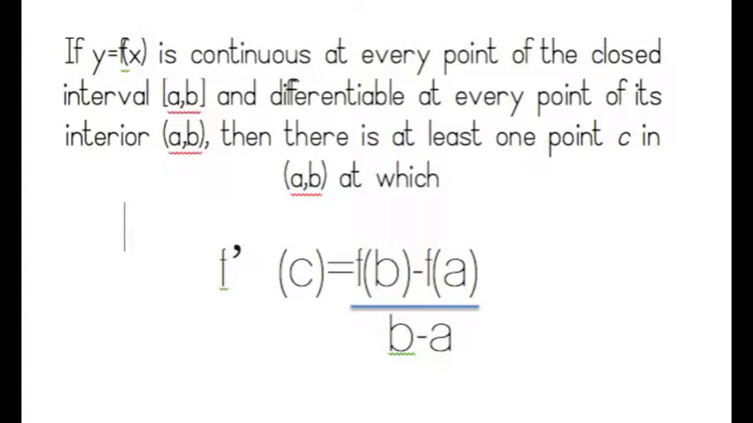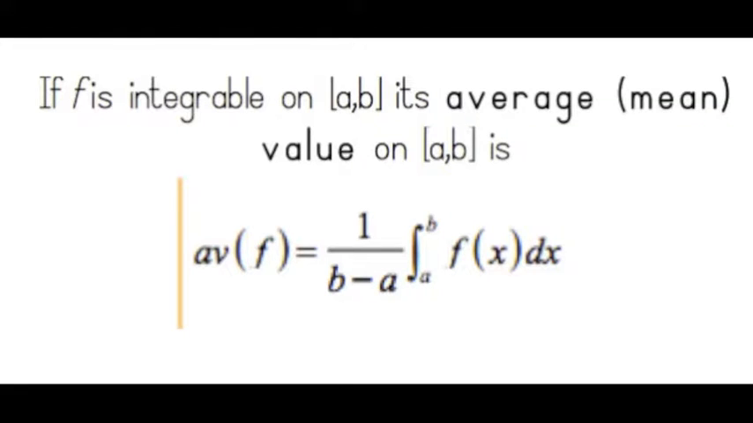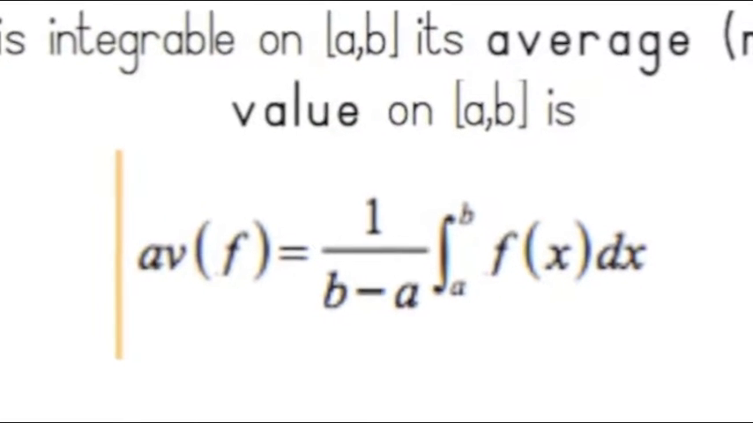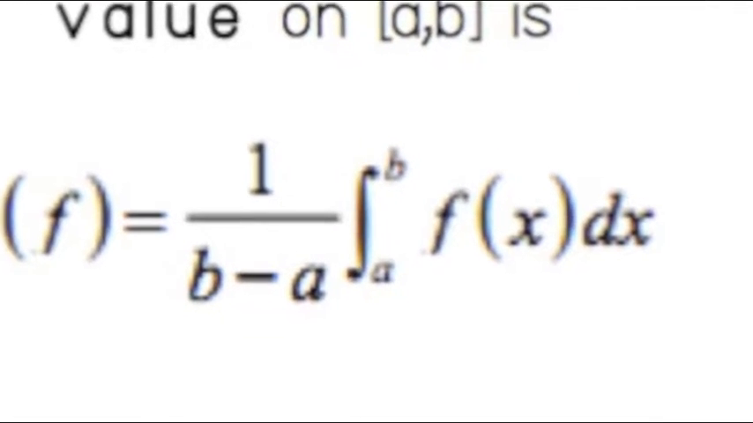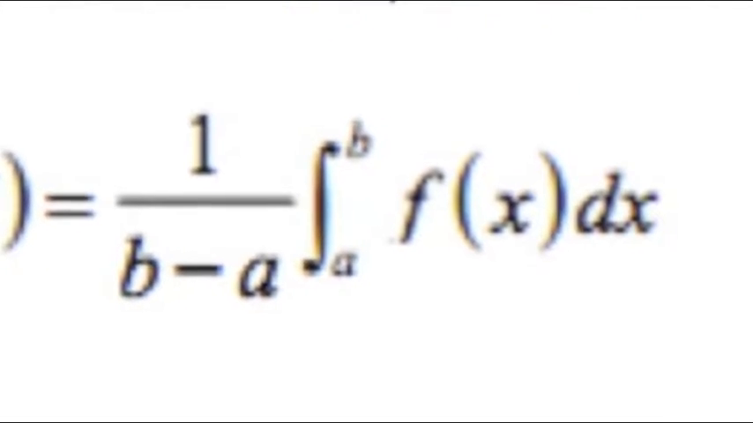Another way of looking at the mean value theorem is by looking at the slope through the formula of f prime of c equals f of b minus f of a over b minus a. If f can be both continuous and integrated, then you can find its average or mean value using the formula 1 over b minus a times the integral from a to b of f of x dx.